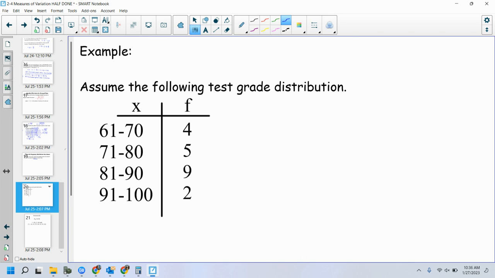I basically have to do the exact same thing as I did on the last one, right? I have to figure out my X bar. And remember, X bar is the sum of your XFs divided by N. And then I'll have to figure out my standard deviation, right? Standard deviation is the square root of the sum of the X minus X bar squared times Fs, divided by N minus 1.